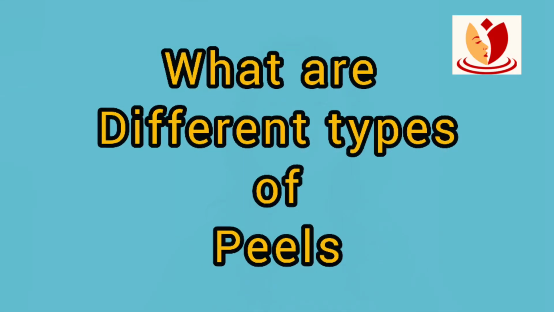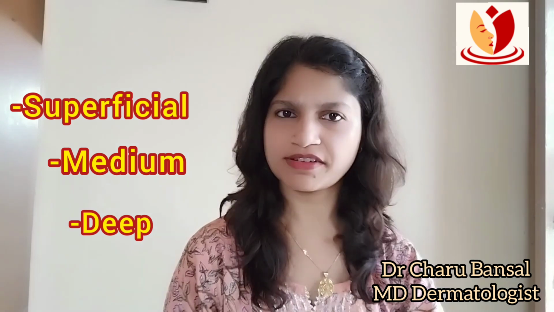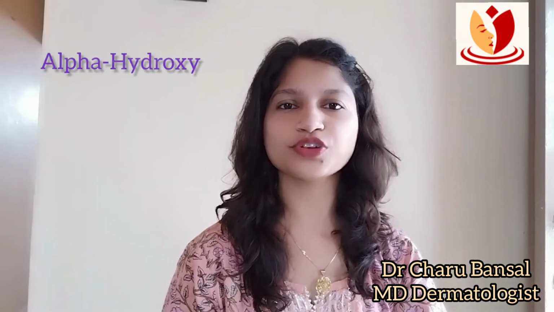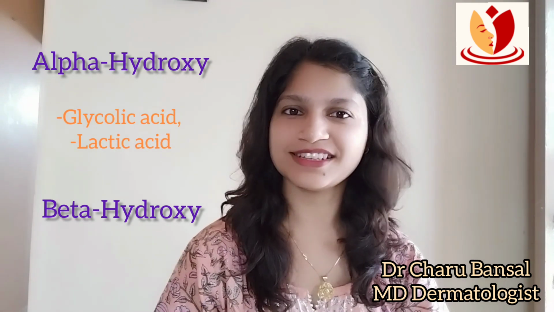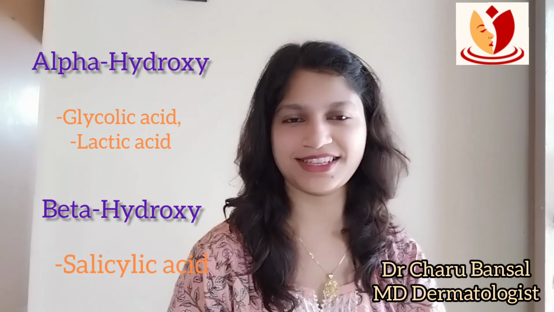Now, what are the different types of peels? Depending upon their strength, chemical peels are of three types: superficial, medium and deep peels. In the general scenario, in the Indian population, we prefer to use the superficial and medium depth peels. Depending on the components also, we have divided the peels as alpha hydroxy and beta hydroxy peels. Alpha hydroxy acids include glycolic acid, lactic acid. Beta hydroxy acids include salicylic acid.